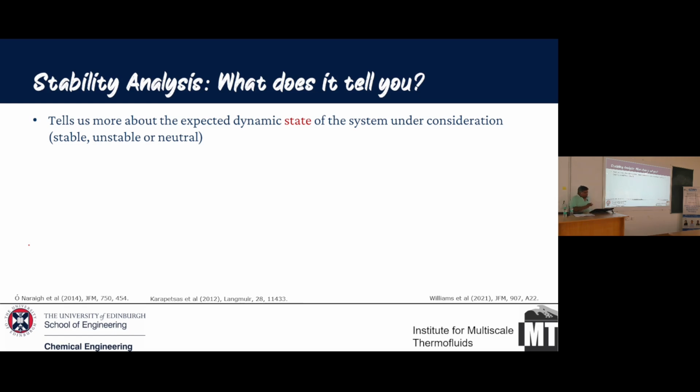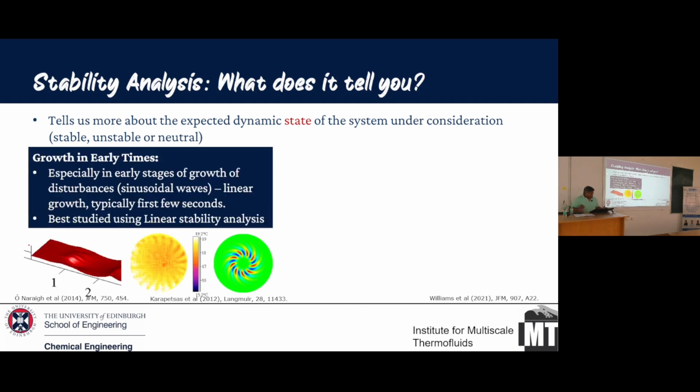As I mentioned, stability analysis gives you more about the expected dynamic state of the system, where your system might lead to. It doesn't give you a numerical answer. So typically, this is an example I always cite because it's more accessible to everyone. You've got the gas-liquid flow here. As you start off your flow, you probably will have tiny waves coming up.